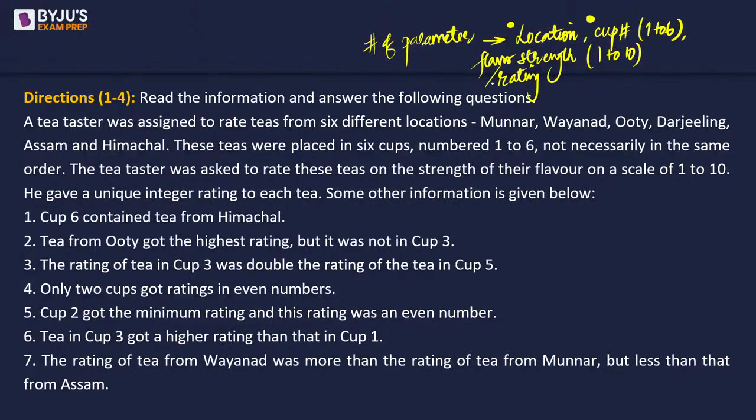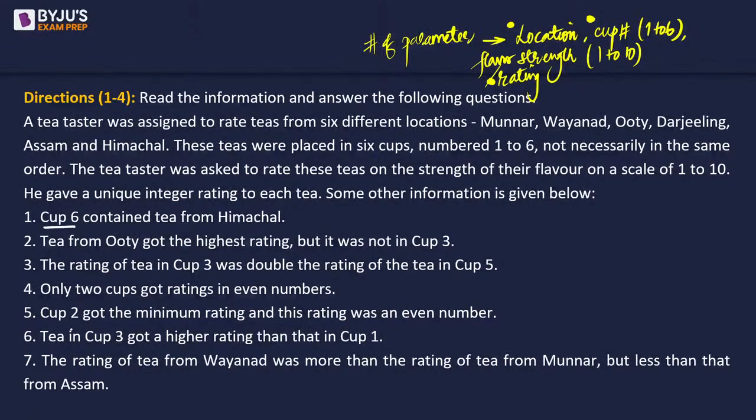Location, cup, and rating. Now out of these 3 parameters, one parameter is going to be something that we have to fill beforehand while drawing the table. So which particular parameter or attribute is the important one? As in, every other parameter is going to be related to that parameter. In other words, which parameter is the primary parameter? So the primary parameter may be location, it may be cup number, it may be rating. It depends on how the statements are mentioned.